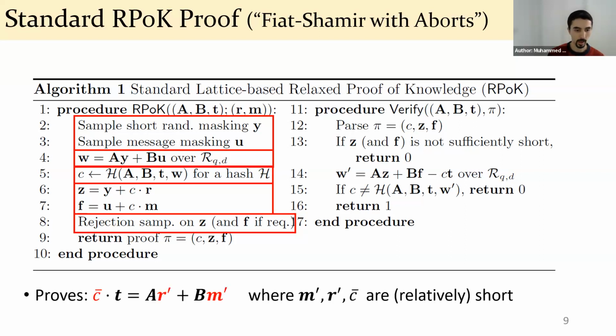Okay. This is well known to prove the following relaxed relation, where C bar times T is equal to A times R prime plus B times N prime. Okay, where all of these things are relatively short. They're not exactly short, but relatively short.